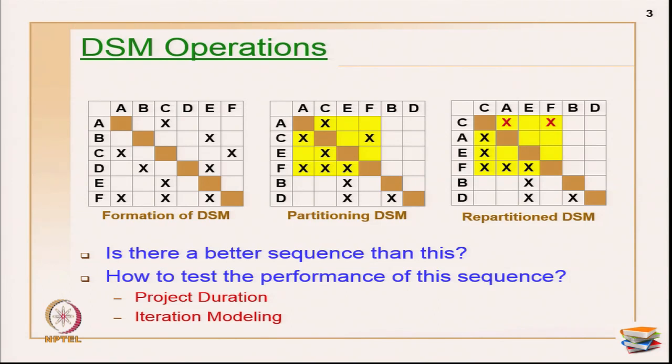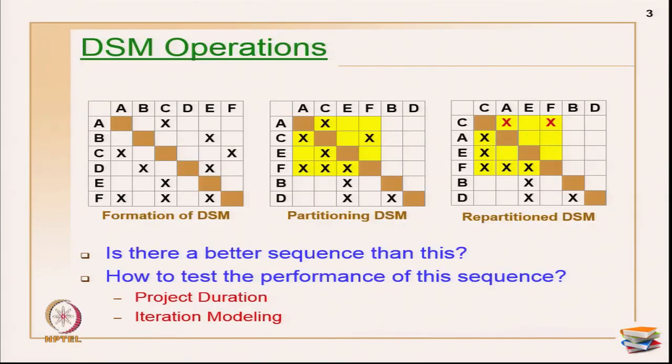Now, the question that comes to your mind is, is there a better sequence than this, for example, CAEF and then BD? Is there another alternate sequence? 4 factorial, that is 24, combination sequences are possible for the 4 activities within the block. So, one way is to go ahead in evaluating all the combinations and then seeing what is the best duration, or the other way is to do the iteration modeling.